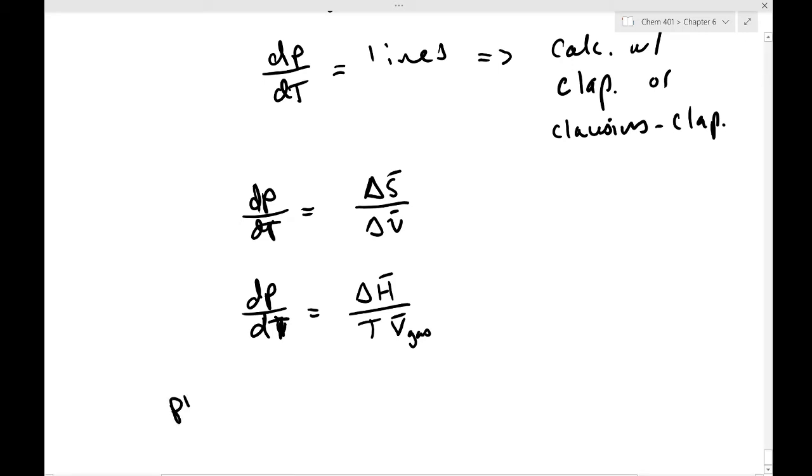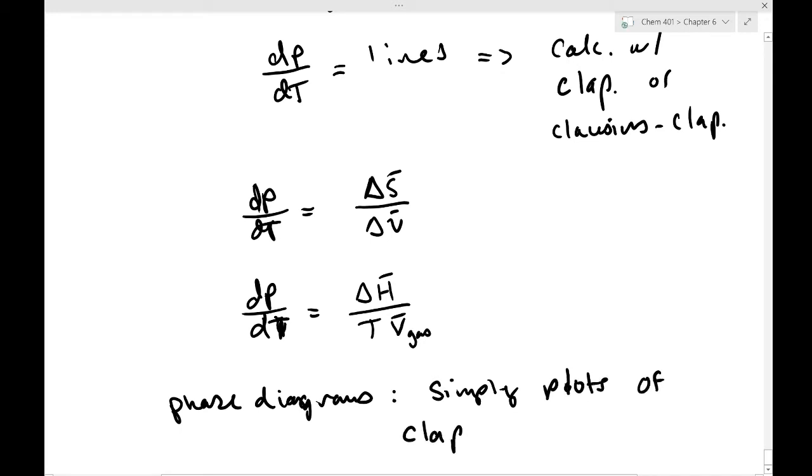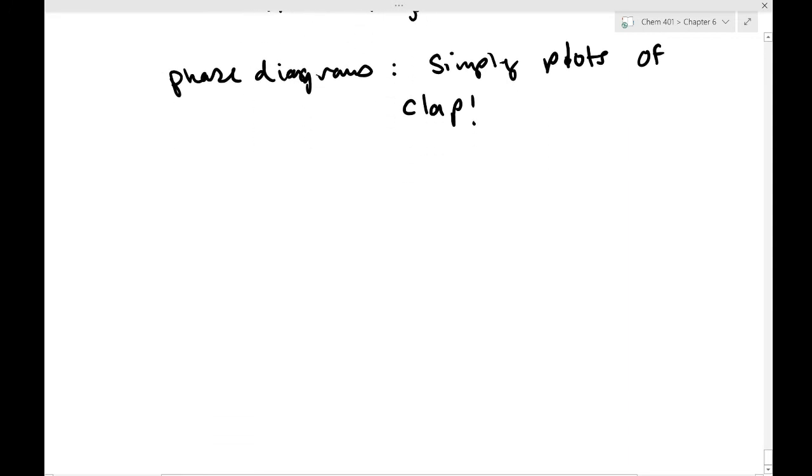So phase diagrams, it turns out, are simply plots of the clap. Okay, they're simply plots of the Clausius-Clapeyron or the Clapeyron equation for a particular given substance. Now think about that. You have been seeing phase diagrams since your beginning days in chemistry, and just now, you've been given the truth of what they actually come from. The Clausius-Clapeyron equation.